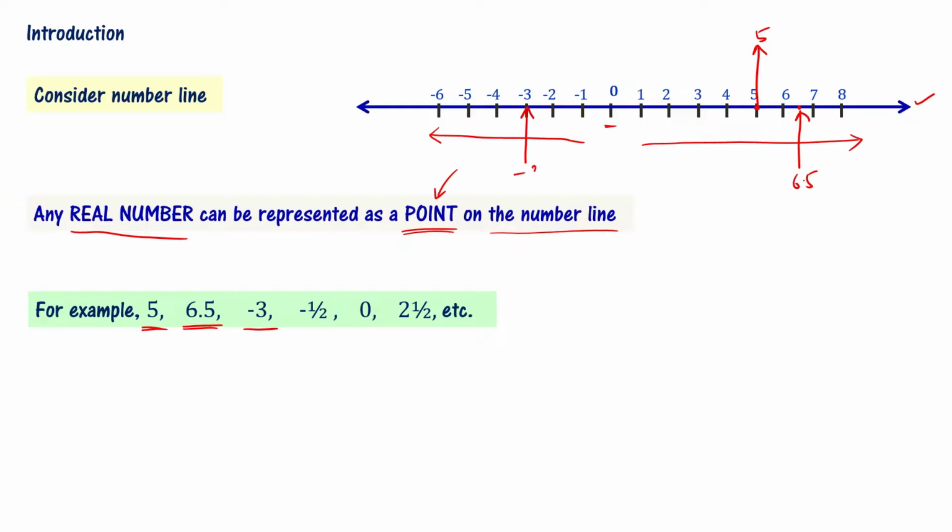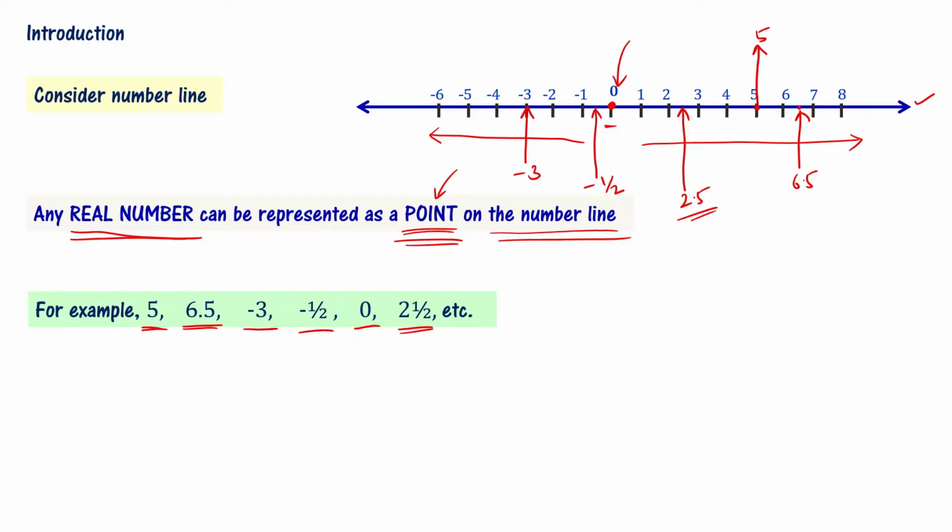Similarly, minus 3 is the point here. Minus half, right? 0, it is already there on the number line, right? This is the point. And 2.5, meaning 2.5, right? So this is the point. So when you look at this, you can say that any real number you take can be represented as a point on the number line.